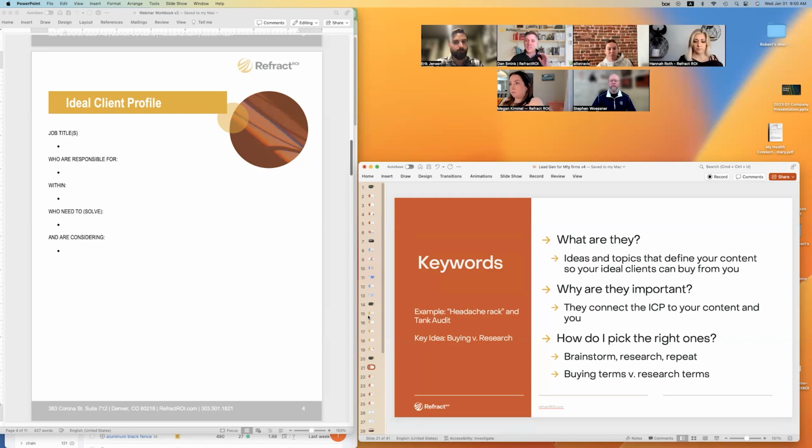So the key thing is to figure out what is the term that is tied to the topic that your customer is going to look for to solve the problem or issue that they have for what you do, so that they can then connect to the content that's going to enable them to buy from you. So the real key here is these keywords are what connect your ICP, your ideal client profile, to your content on your website. So how do we pick that?